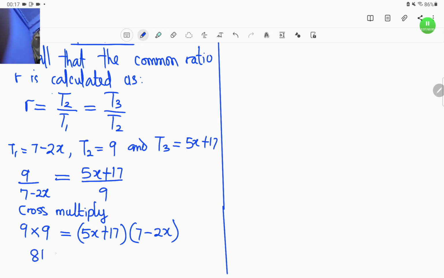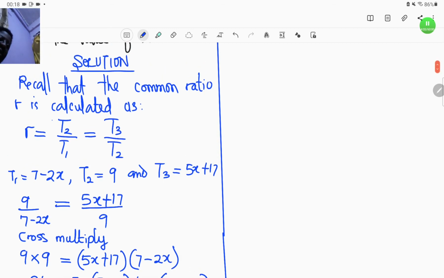At the other side, we do what is called expansion. How do we expand? We write 5x, then you write the second bracket down, 7 minus 2x. Then the sign in the middle of the first bracket, plus 17, then the second bracket again, 7 minus 2x. This is how we expand.